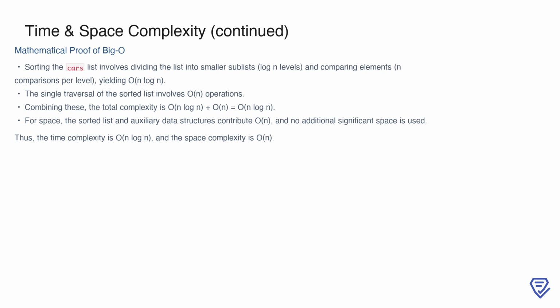After sorting, iterating through the cars to determine fleets involves a single traversal, which requires O(n) operations. Adding these together, the total time complexity becomes O(n log n) plus O(n), which simplifies to O(n log n), since the sorting step dominates. For space complexity, the most significant factor is the sorted list and auxiliary data structures, which require O(n). No additional significant space is used, so the total space complexity is O(n).